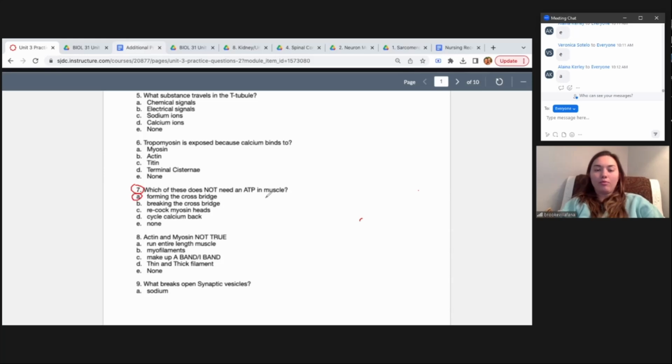A, right? Forming the cross bridge. So you do not need an ATP to form the cross bridge. Okay, it's breaking the cross bridge, recocking the myosin heads, and cycling calcium back that requires ATP, not forming the cross bridge itself. Question 8.